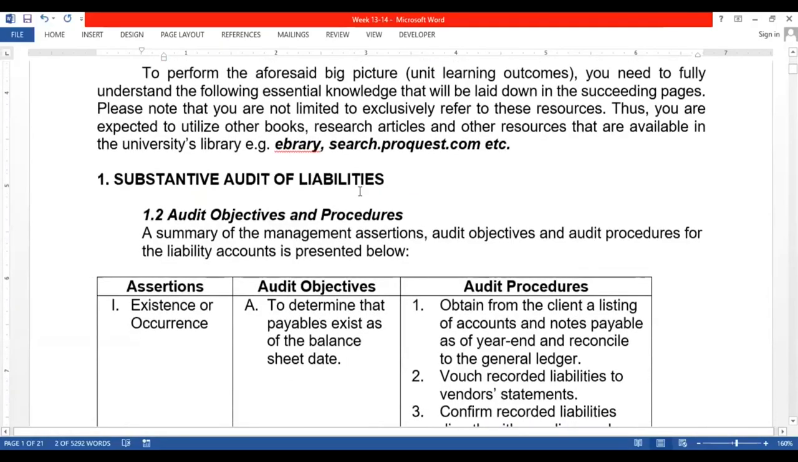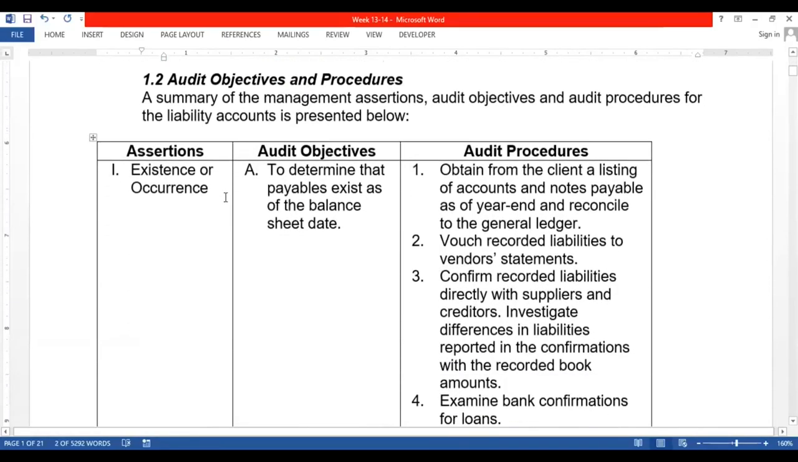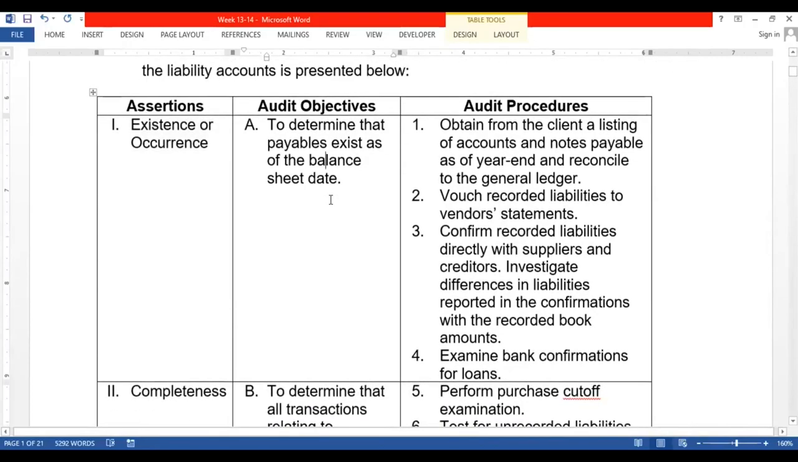So, in terms of audit procedures for liabilities, as you can see here, if you're talking about existence or occurrence, actually, even in other books, investing and financing are combined because there are few transactions. It's not every day that they acquire or borrow funds. To determine this one, the payable exists at the end of the balance sheet.